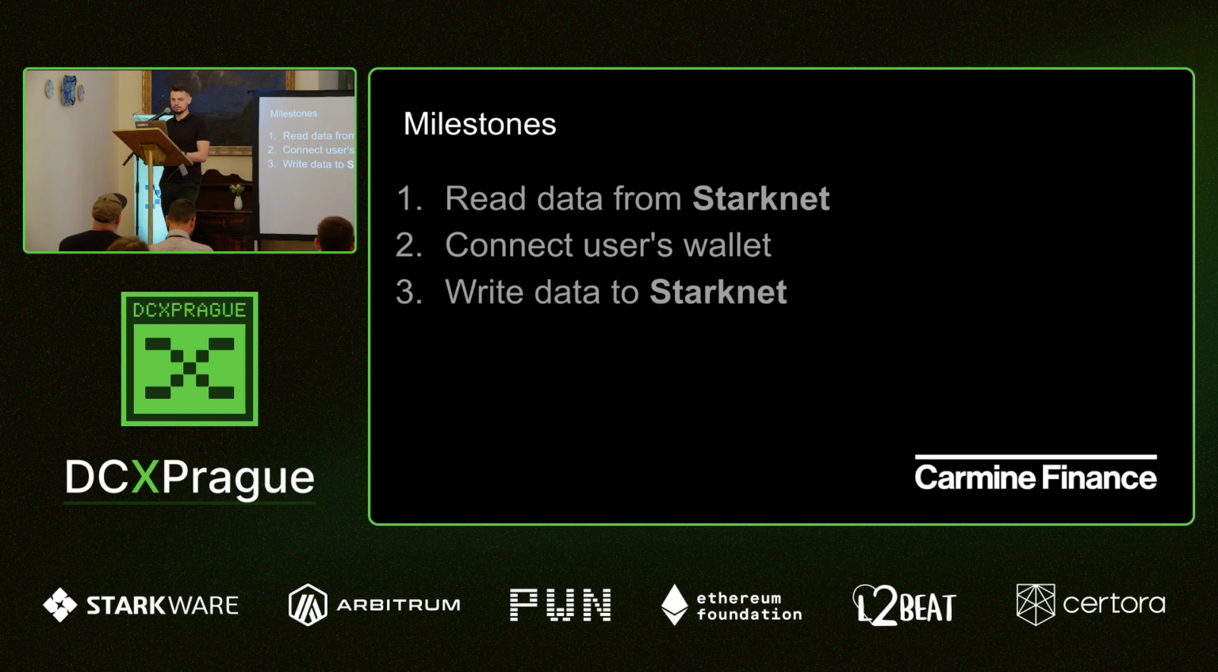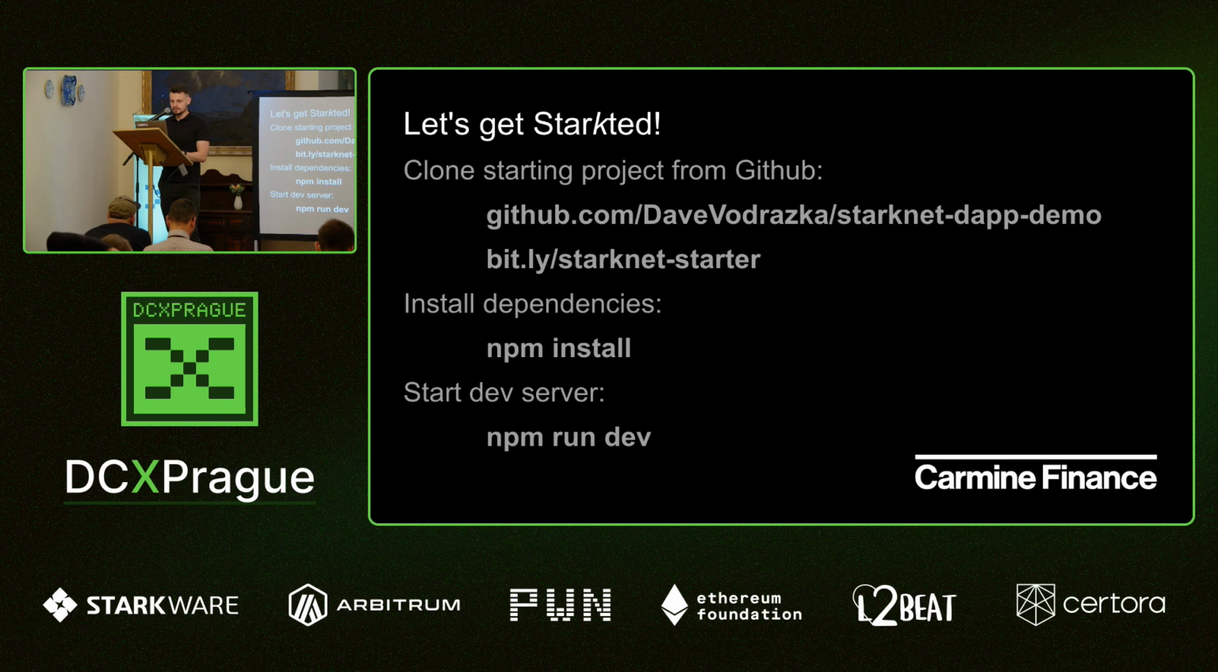And so there are 3 milestones. I think we can do all 3 of them within 40 minutes or something. But if not, we can do the first one, no problem. We're going to read some data from Starknet blockchain. Then we're going to connect the user's wallet, which should be pretty easy given all the beautiful libraries that Starknet has available. And should we have enough time, we're going to write some data to Starknet. Okay, so let's get started.